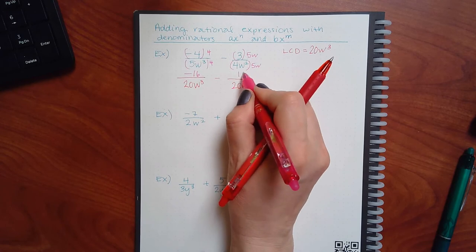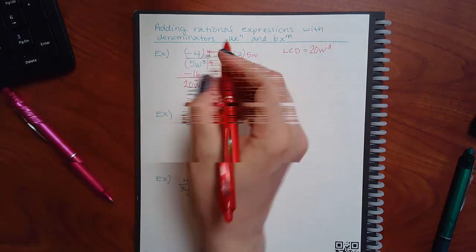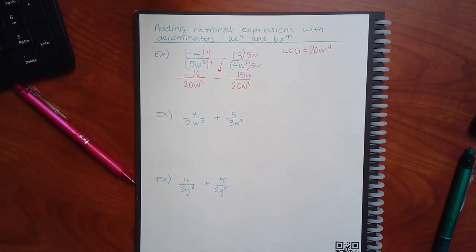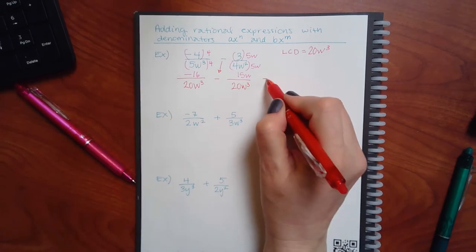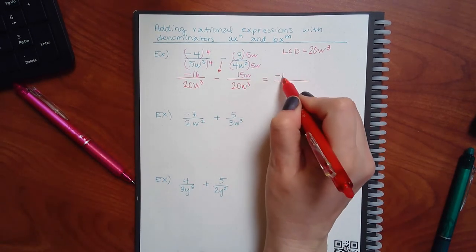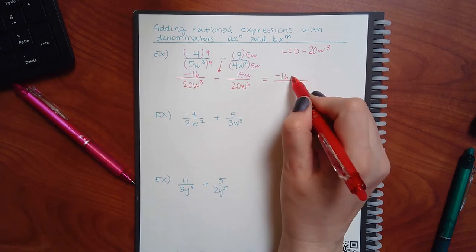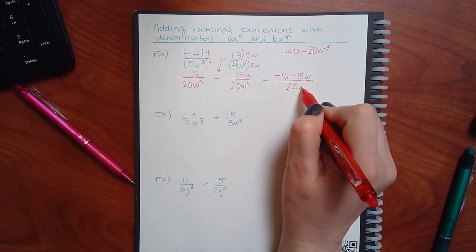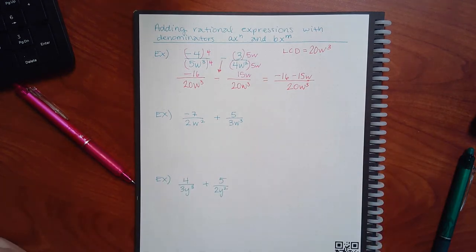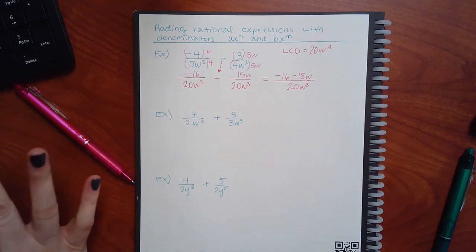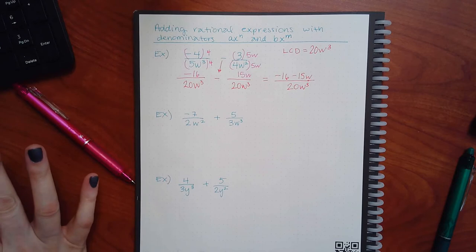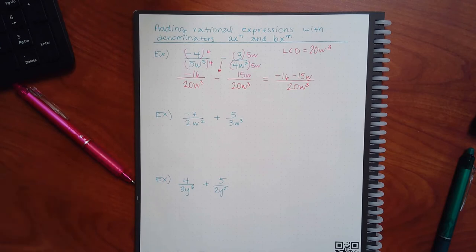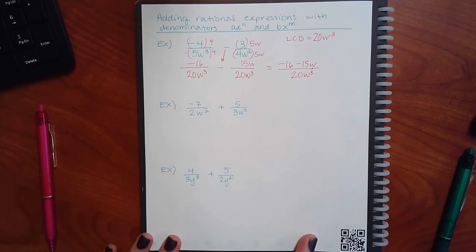So now we have 15W. Notice that I brought the minus down, right? Yep. Now is where we'll use the minus. So you end up with negative 16 minus 15W. Can the top be factored by more than just 1 or negative 1? No. So then we cannot simplify with the bottom. So try the next one.